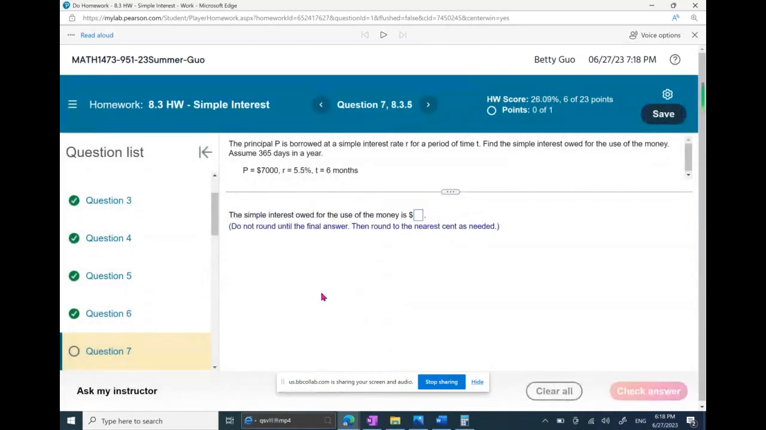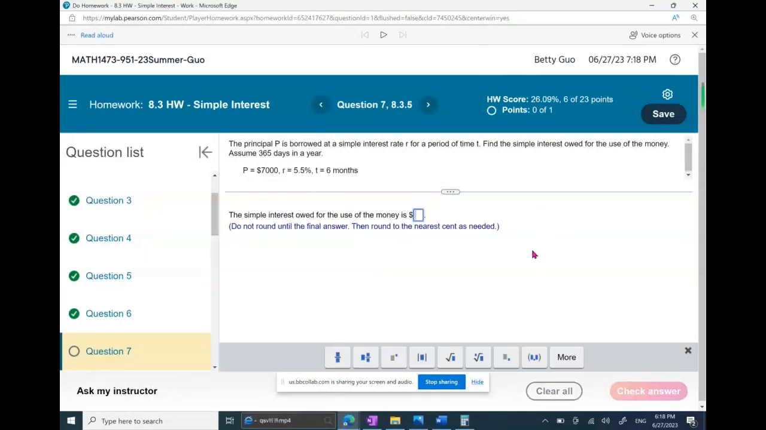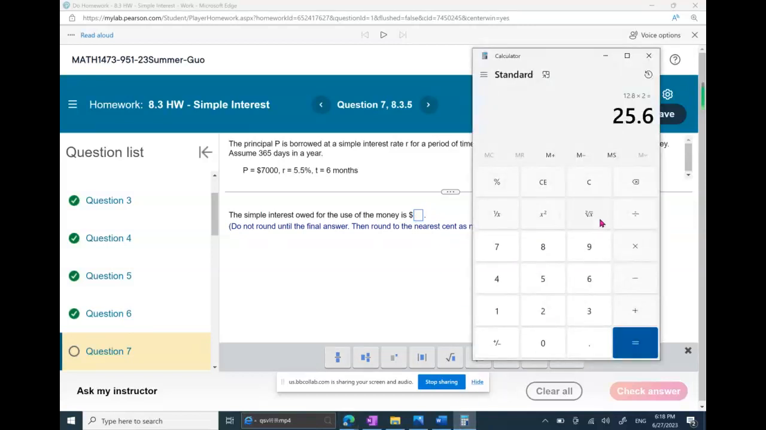This one is the same. Okay, you help me out. And when you see anything in parentheses, please pay attention. Read it through. Do not round until the final answer, then round to the nearest cent as needed. And we have to follow that, otherwise we will not get the point. So principal P, 7,000, multiplied by annual interest rate, 5.5%. That is 0.055. Be careful with the decimal point.